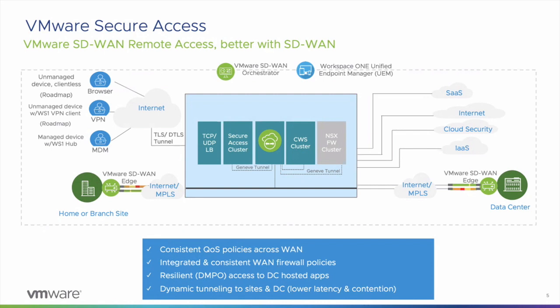The Cloud Web Security Service, again, looks at the VNI and the Geneve header, figures out which tenant it belongs to and what kind of policies it needs to apply, and then sends it off to the internet, right? So that is the packet flow inside our SASE service.